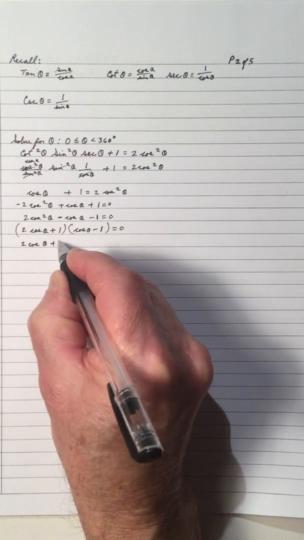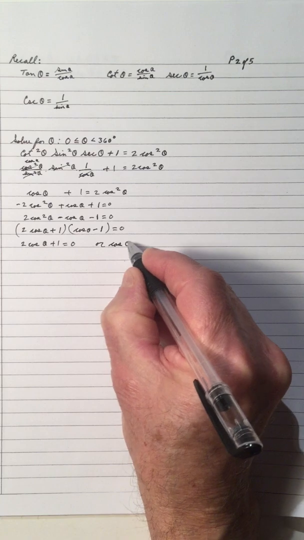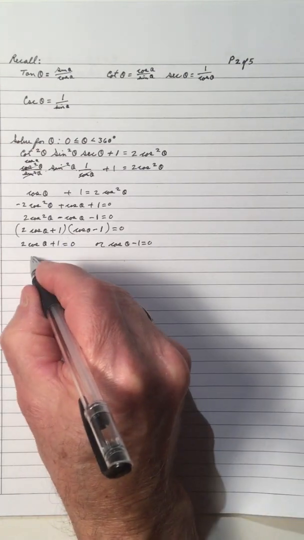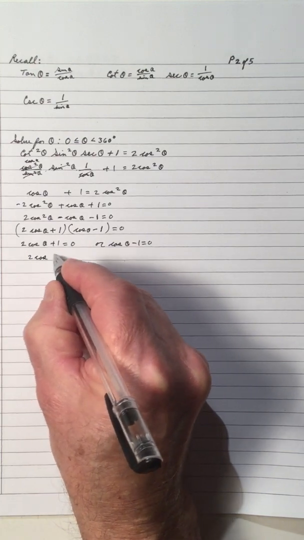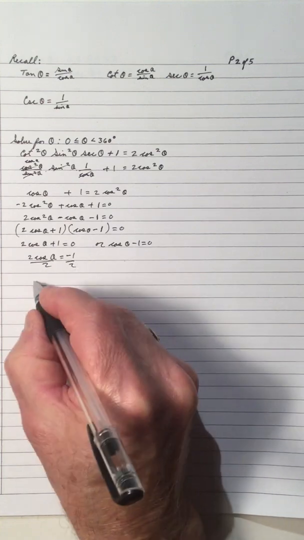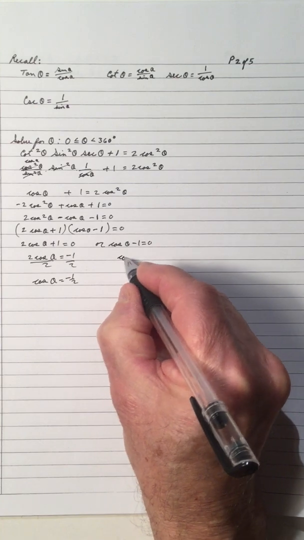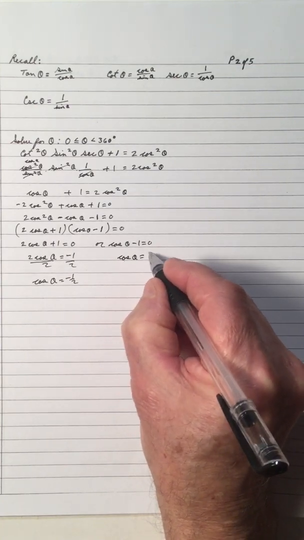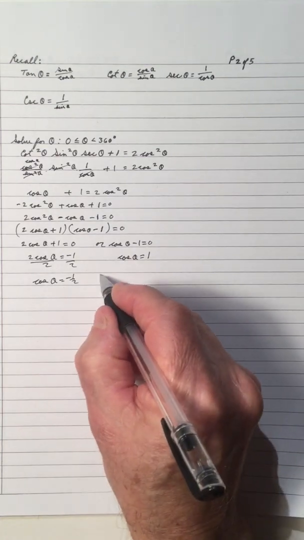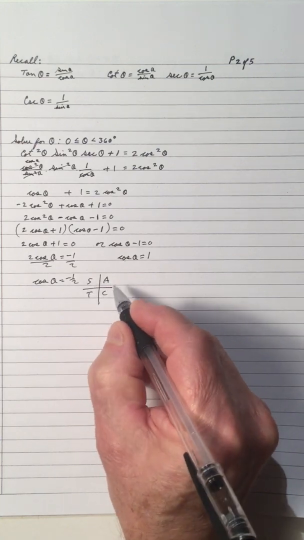And each of these is equal to 0 because I have a quadratic. I have 2 possible sets of answers. Each one of these factors is equal to 0. And 2 cos theta equals negative 1. Divide by 2, and cos theta equals negative a half. And here cos theta equals 1.